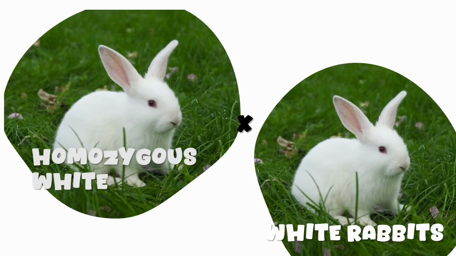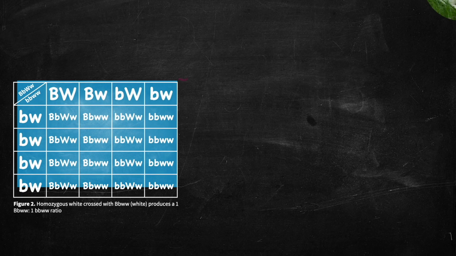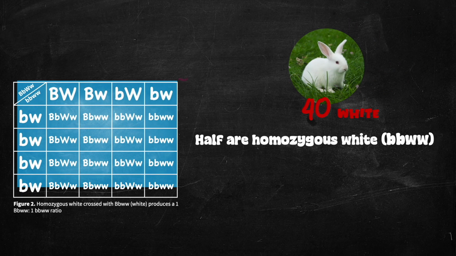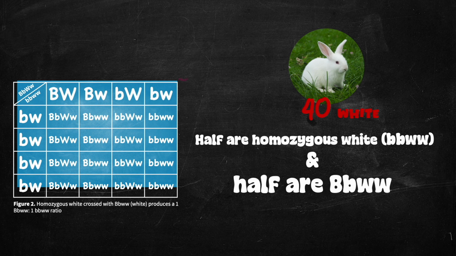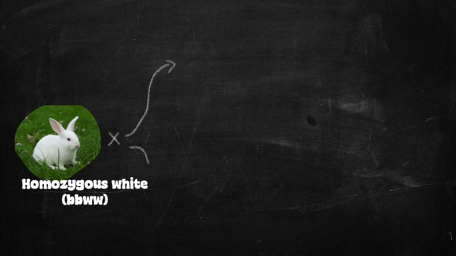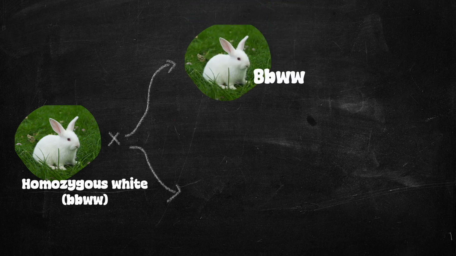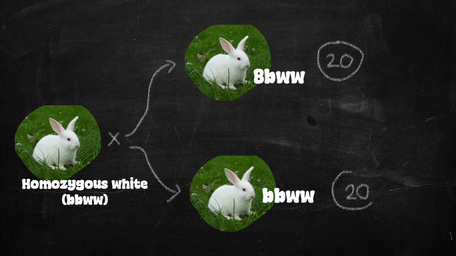Now, let's jump to crossing the homozygous rabbit with the white rabbits he kept from the previous year. Remember that he kept the 40 white rabbit offspring, half of which are homozygous white and half of which are small b, small b, big W... correction: big B, small b, small w, small w. He breeds the homozygous white with half of the white offspring, big B, small b, small w, small w, and small b, small b, small w, small w.